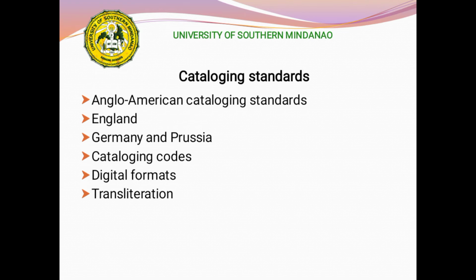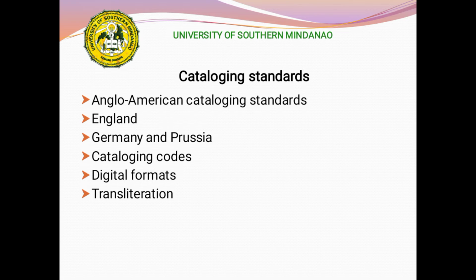And next is Germany and Prussia. The Prussian government set standard rules called Prussian Instructions for all of its libraries in 1899.